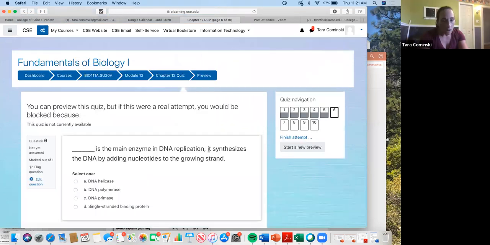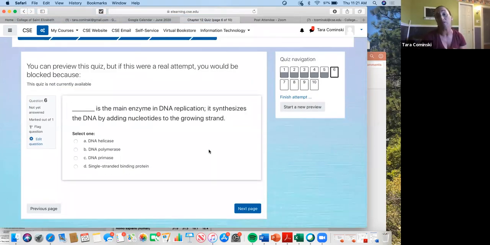Blank is the main enzyme in DNA replication. It synthesizes the DNA by adding nucleotides to the growing strand. That is DNA polymerase, okay? And I think I do say that in the recording, right? DNA polymerase is the main enzyme that adds nucleotides to that growing strand by complementary base pairing. Obviously, there are a whole bunch of other proteins involved, right? I showed you guys that replication fork, so it does not work alone.